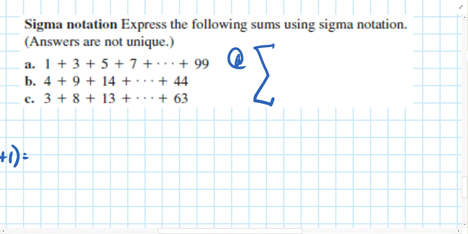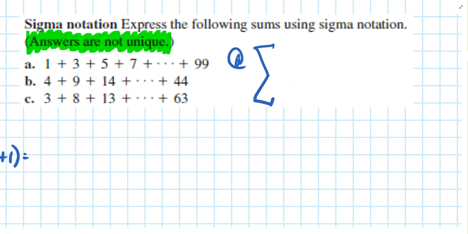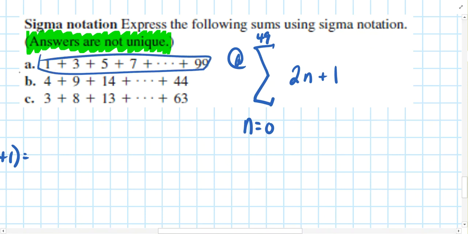Well, there's a clue here saying that answers are not unique. There are more than one, or often more than one way to write this summation. In this particular case, I'm going to say something like this, that if we take 2n plus 1 for all n values from 0 to 49, well, that's the summation that would account for the sum of all of these values.